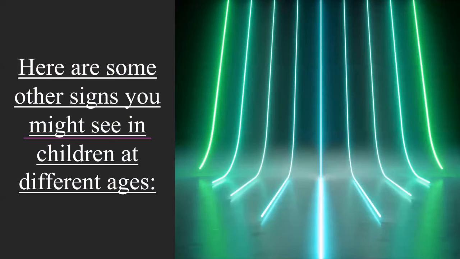And here are some other signs you might see in your child at different ages. They might constantly touch objects, they might play roughly and take physical risks, they might have a high tolerance for pain, they might often squirm and fidget, they might constantly be on the move or invade other people's personal space, they might often get distracted or feel anxious, or they might be clumsy and uncoordinated.